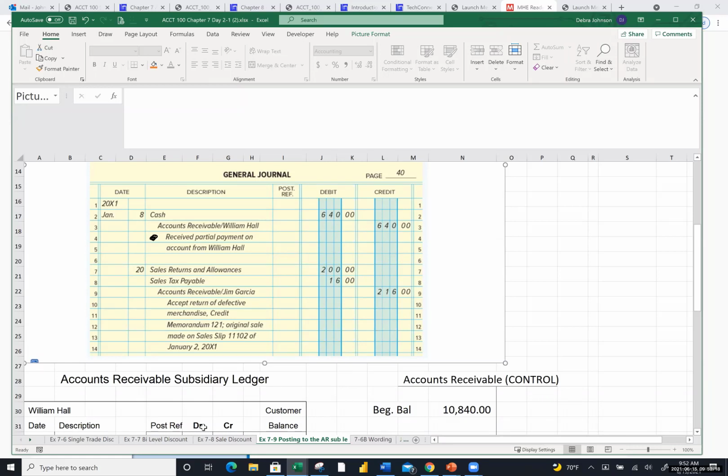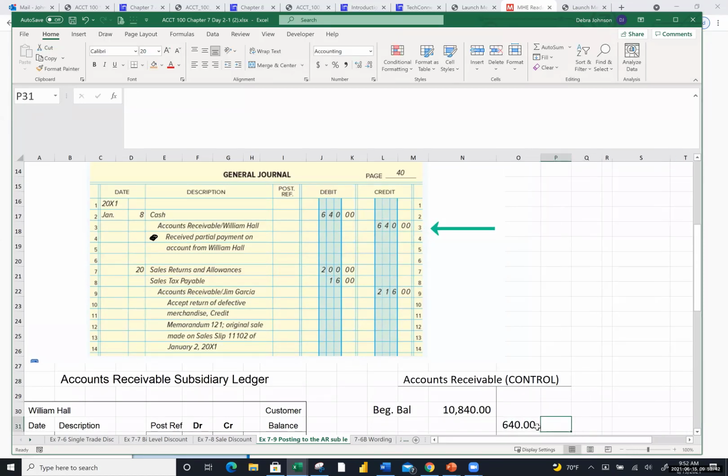Okay, so the only part they're concerned about is accounts receivable. So let's go post this first one. It says that they credited accounts receivable because William Hall made a payment of $640. Okay, we're going to go post that. We're going to post it 2 places. First, to this controlling account. So I'm going to type in $640. I'm going to put a space first that was payment on January 8th.